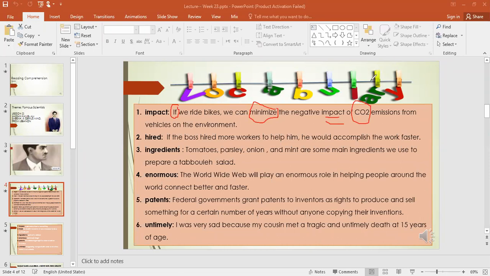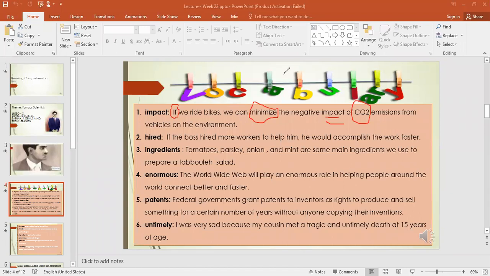Let me choose someone. Yalla, Jood. Read the second sentence. If the boss hired more workers to help him, he would accomplish the work faster. Okay. The boss hired more workers to help him. He would accomplish the work faster. So he hired new workers.